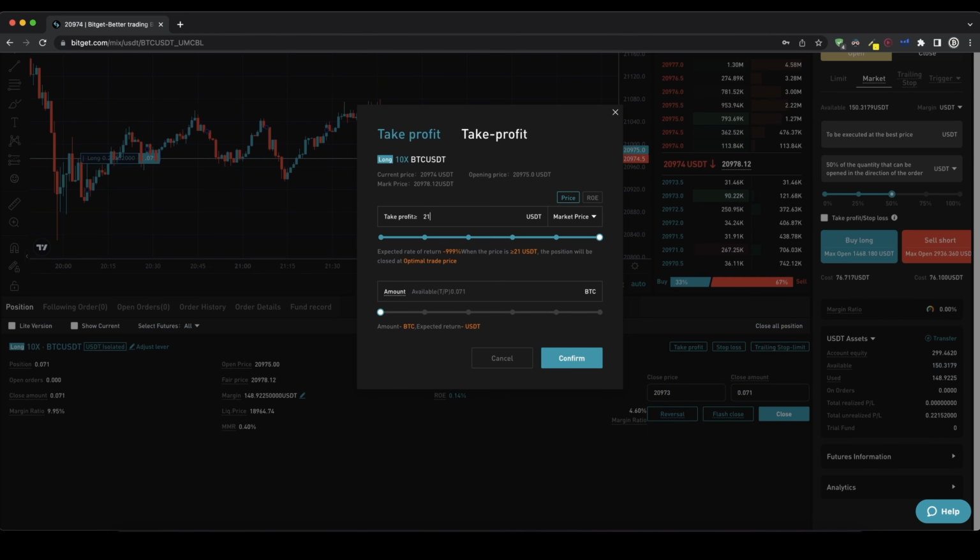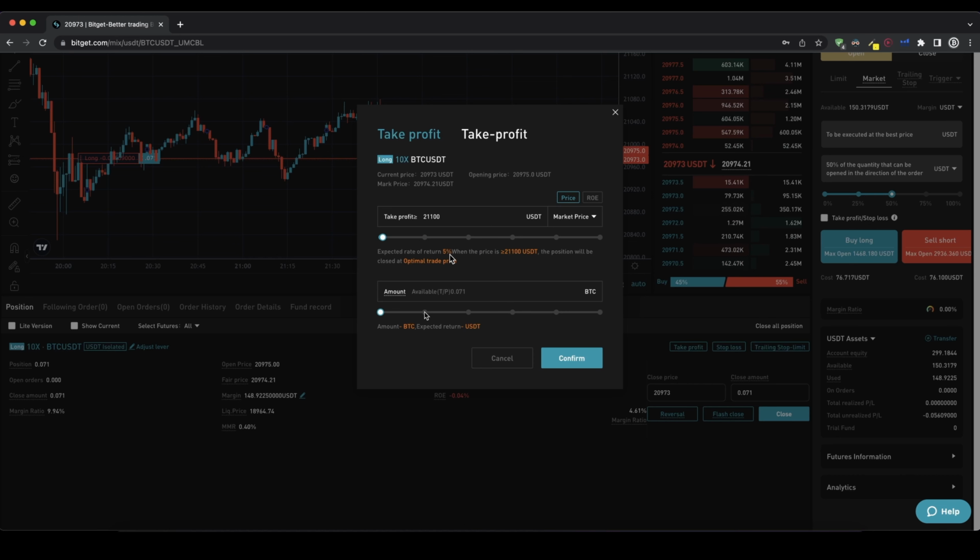Let's actually go into the next thing, which is how to use your take profit and stop loss, which is another thing that I absolutely like about this exchange. Bitget has, in my opinion, by far the best take profit and stop loss management of all the exchanges. So as you can see right here, you can type any price in. Let's say, for example, 21,100 US dollar tether. This is the price where I want to close.